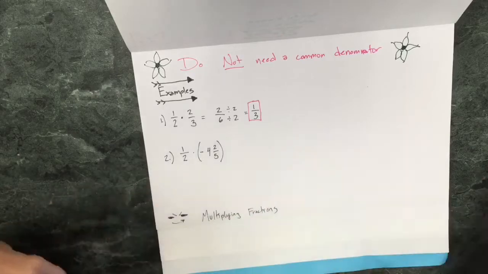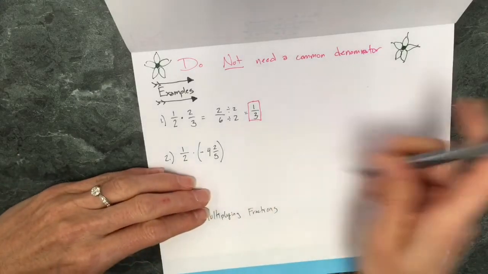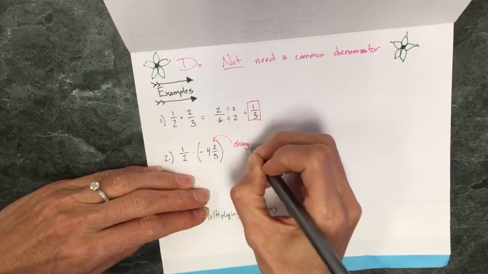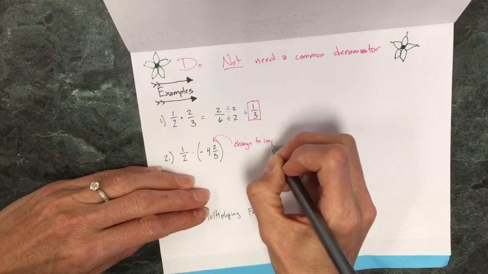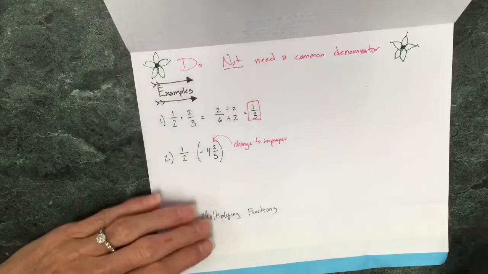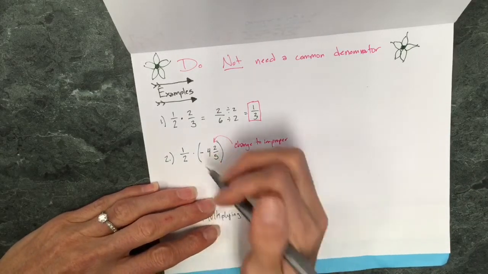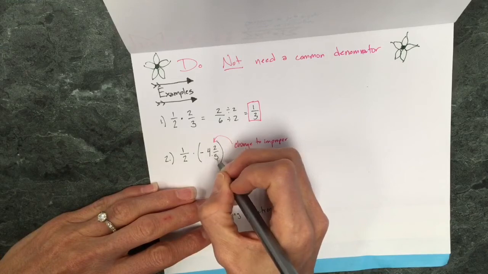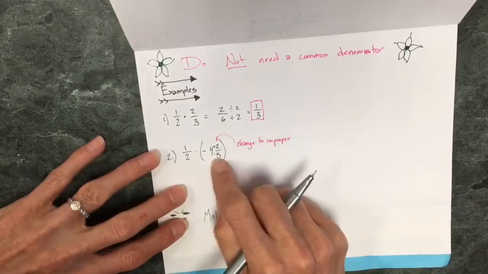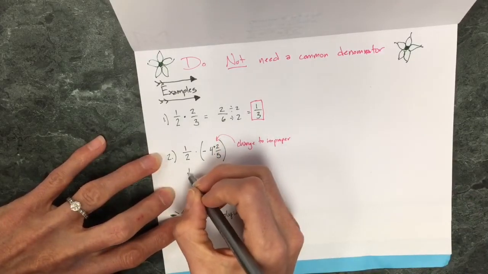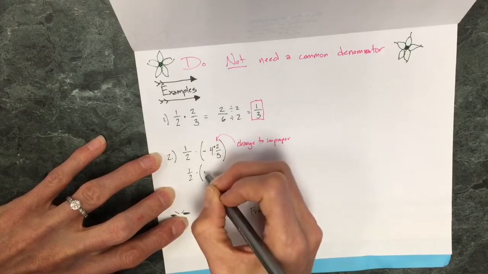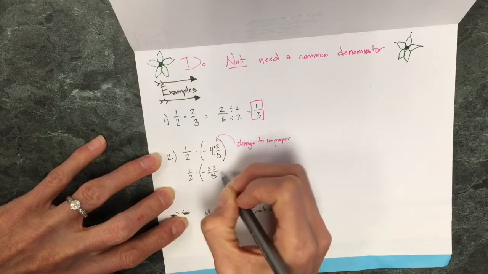And before you can multiply straight across, you do have to change to an improper fraction. So we've done this in adding and subtracting mixed numbers. To do that, you multiply the bottom times the side, add the top. So 1/2 stays the same, but you're going to now multiply it by -22/5.